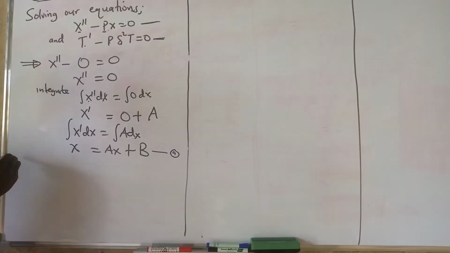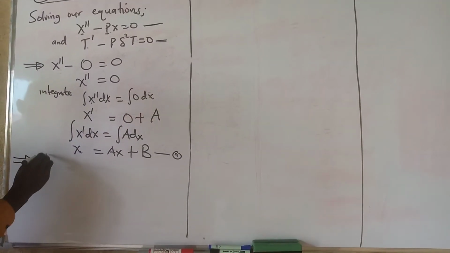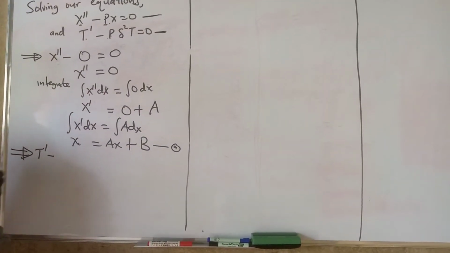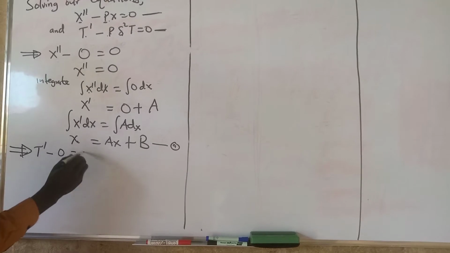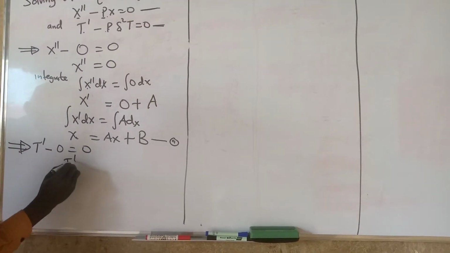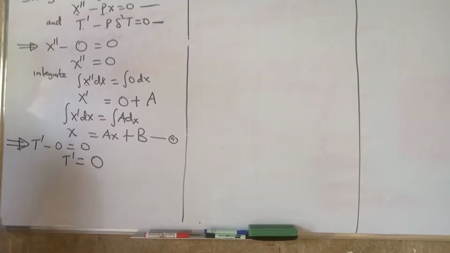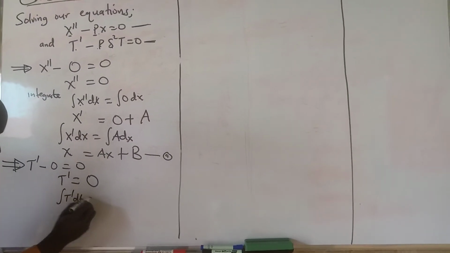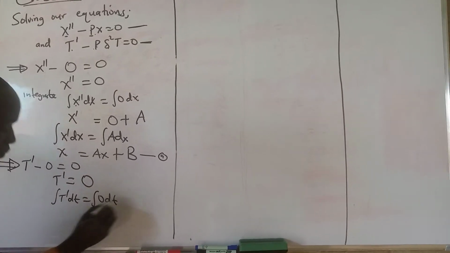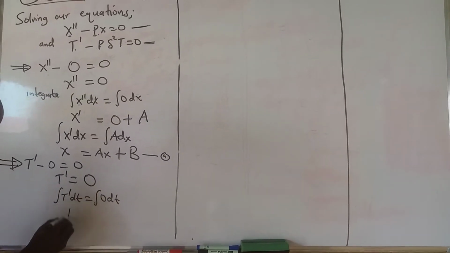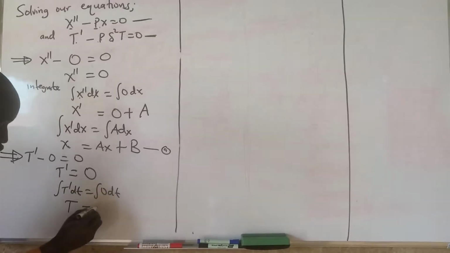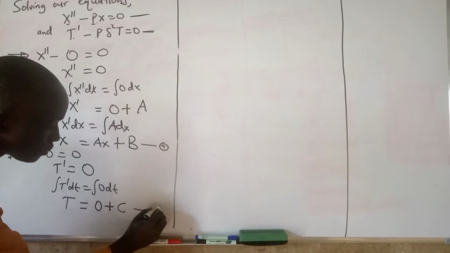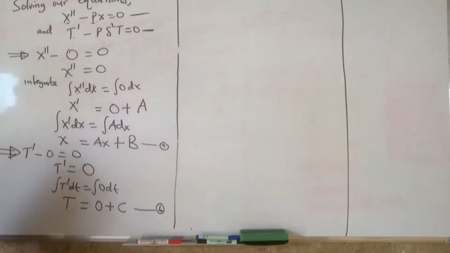Next we're going to also solve T. Now t prime minus P, we're going to put 0 because our case is when P is equal to 0. So minus 0 is same as 0, meaning our t prime is equal to 0. To get t, we integrate once. The integral of t prime dt is the integral of 0 dt, meaning t is equal to the integral of 0, which is 0 plus a constant of integration, maybe called C. Call this equation B. So we have already found our values of X and T.